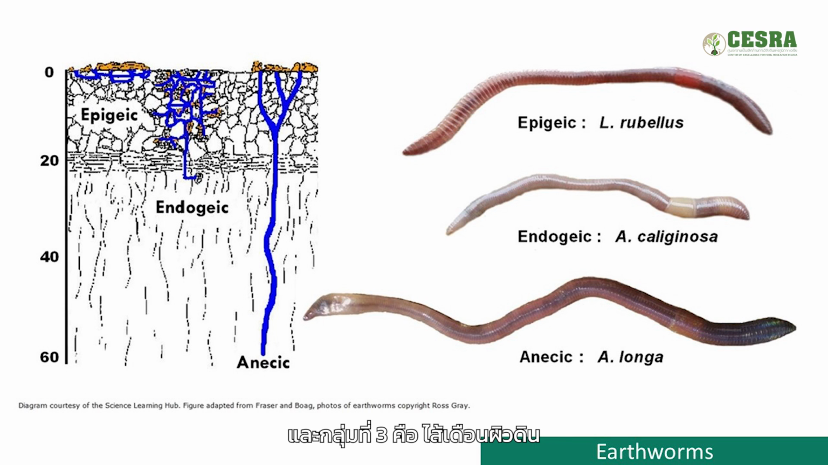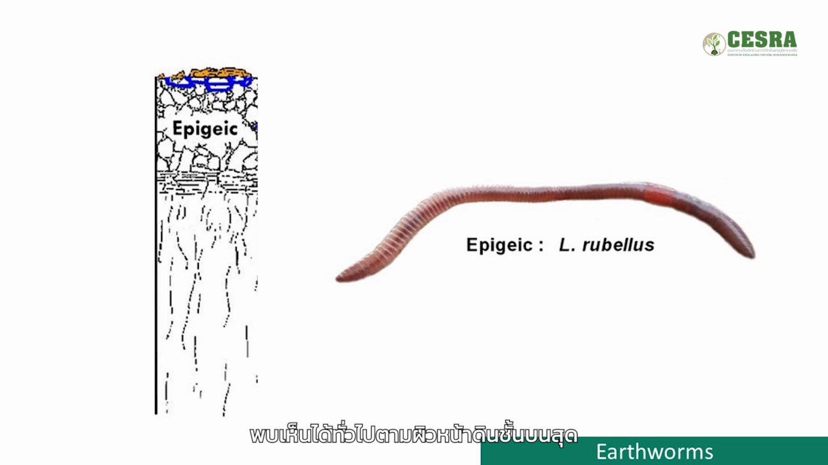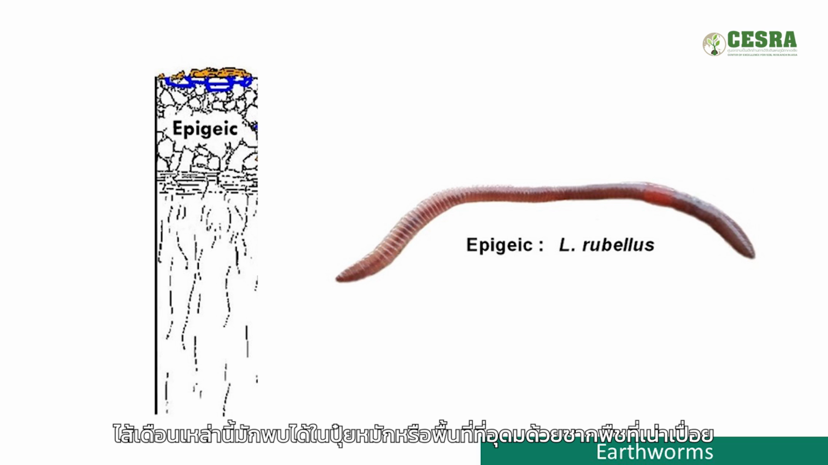And the third one is epigeic earthworms. They're really commonly seen on top of the soil surface. These species usually do not burrow. They live and feed on leaf scraps. Epigeic earthworms are usually bright red or reddish brown, but they don't have any pattern. This type of earthworm is commonly found in compost or decaying humus-rich areas.